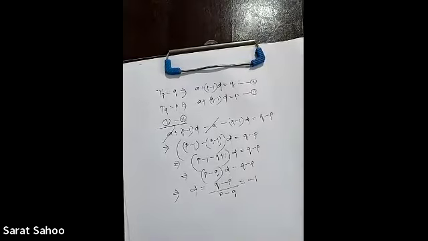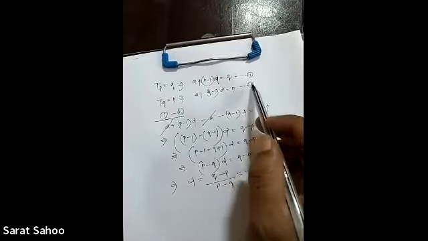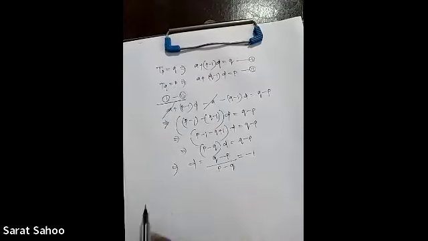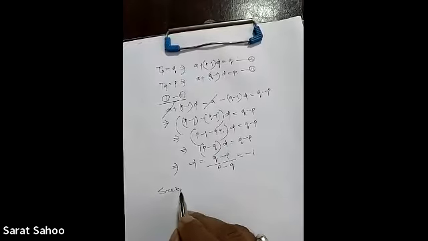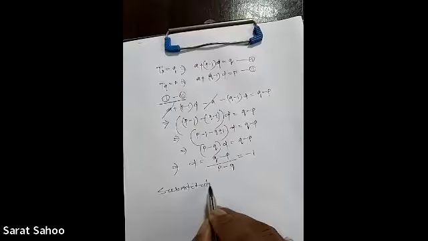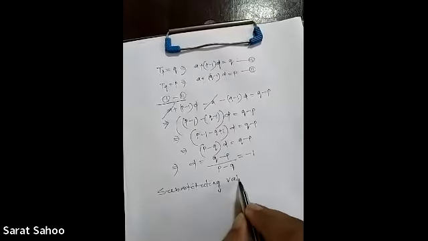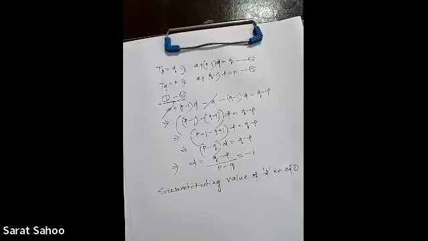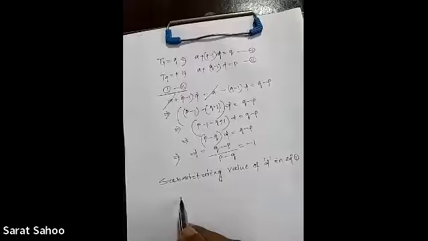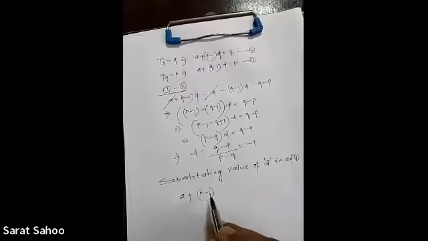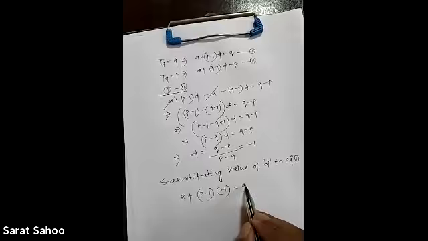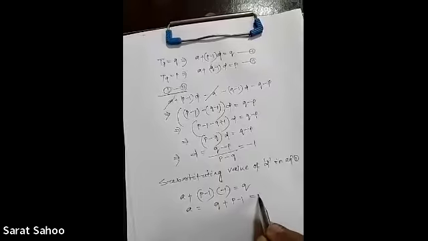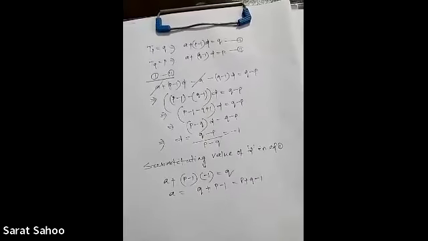Next is to find out the first term. If we substitute the value of D in any one of the two equations, either equation 1 or equation 2, we can get the value of A. Write down: substituting the value of D in equation 1, A plus (P minus 1) into minus 1 is equal to Q. So A is equal to Q plus P minus 1, or P plus Q minus 1. Clear?